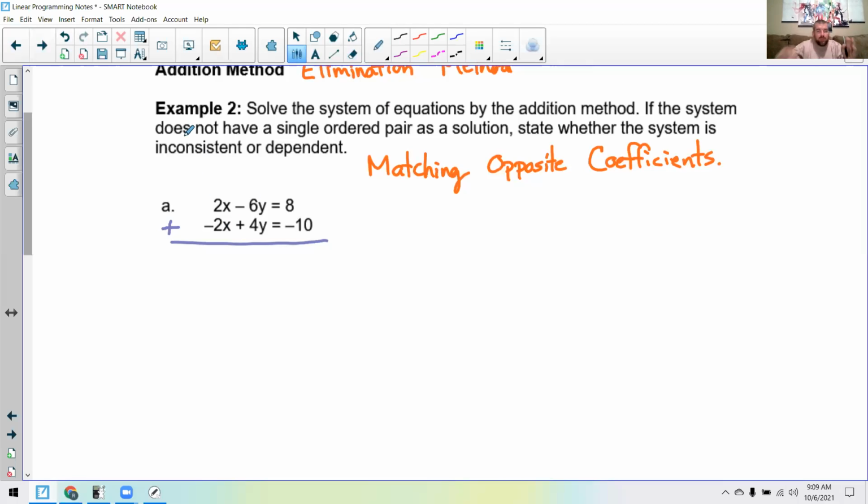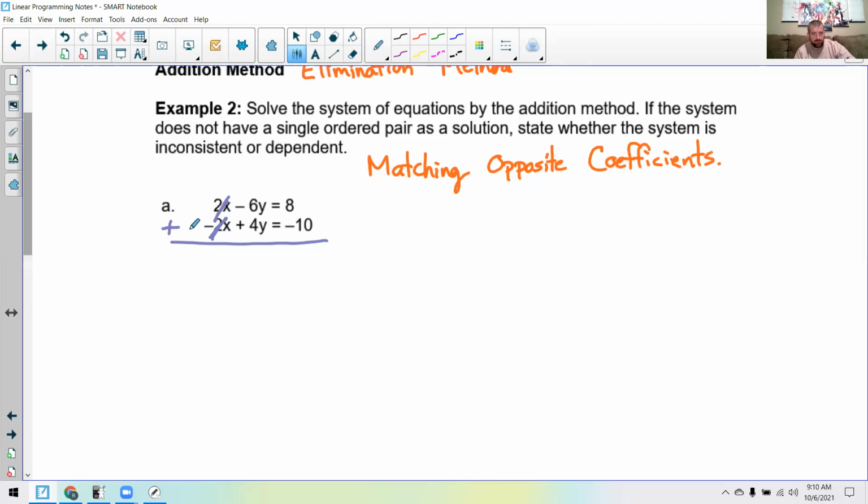So you're just going to add, because we're using this method when both of the lines are written in standard form, you're just going to add straight down. Everything should line up. So the x's with the x's, 2x plus negative 2x. Because I obtained matching opposite coefficients, 2x and negative 2x, they're going to cross out. Gone. Hence the name elimination method or addition method, whichever one you want.